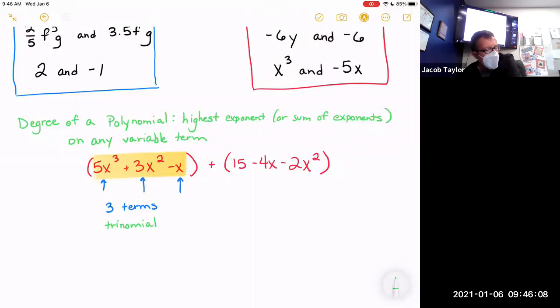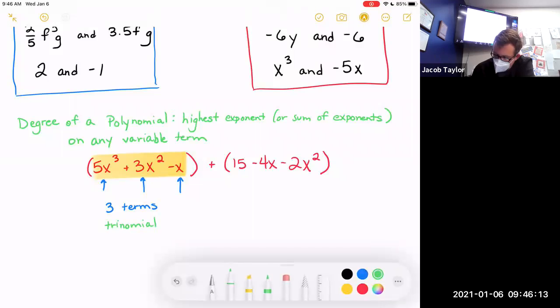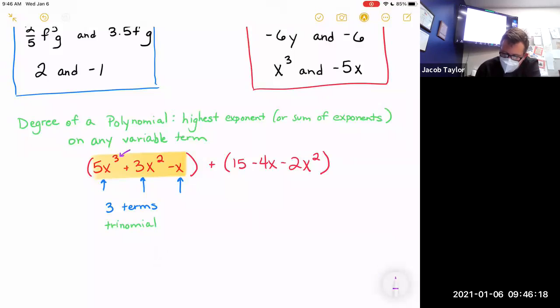Tri means 3. Now, look at the exponents that we have. We've got an exponent of 3 in the first term. We have an exponent of 2 in the second term. And what's our exponent in the third term? 1, right? So the degree of the polynomial is the highest exponent. What is the highest exponent? 3. So we would say this is a degree 3.